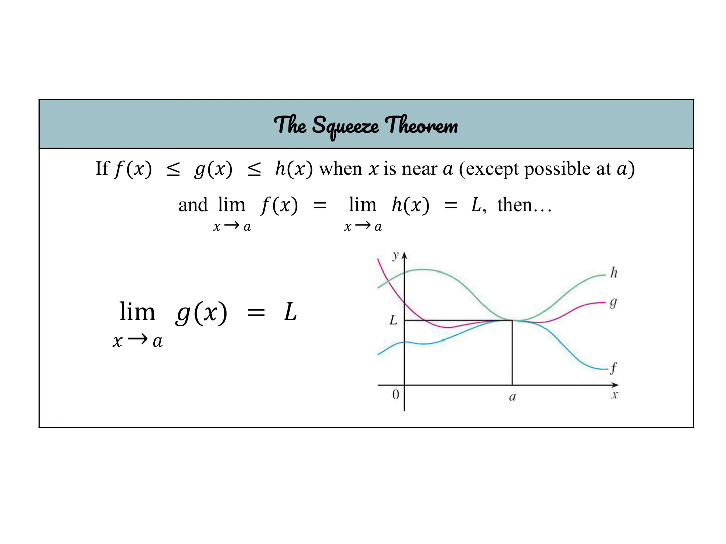So here's kind of a graphical representation of what's happening. So here's our three functions. So notice that as we're getting close to a, f of x is always less than g of x, which is also always less than h of x.